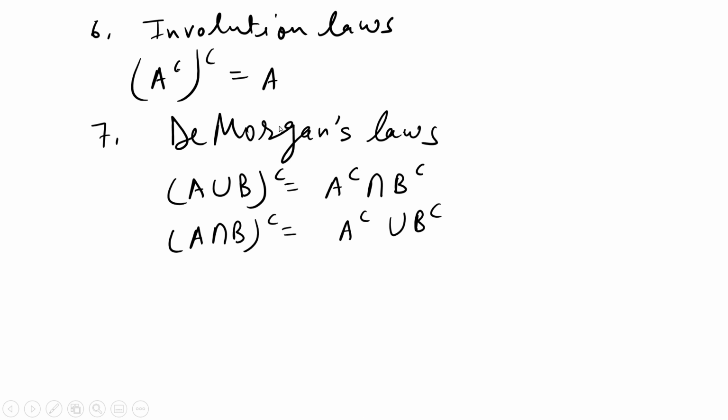We also have involution laws, like the complement of the complement of A would be set capital A, and we also have De Morgan's laws, which hold for sets. So the complement of A union B would be the complement of A intersect the complement of B, and the complement of A intersection B would be the complement of A union the complement of B.